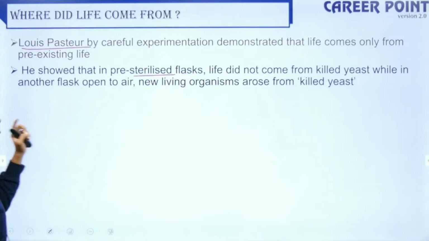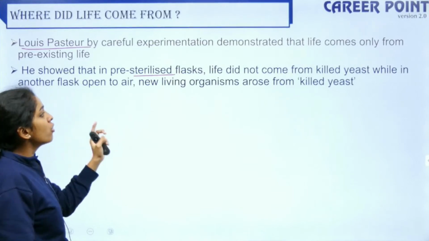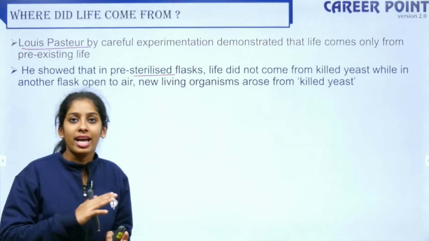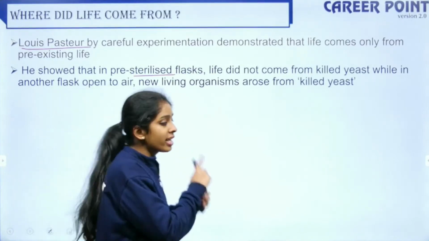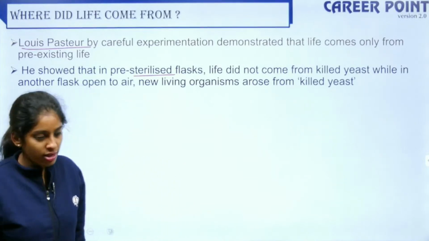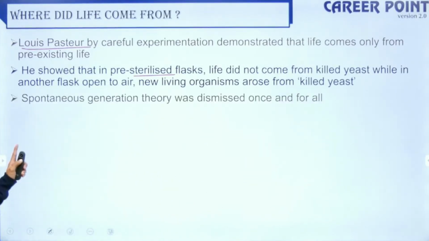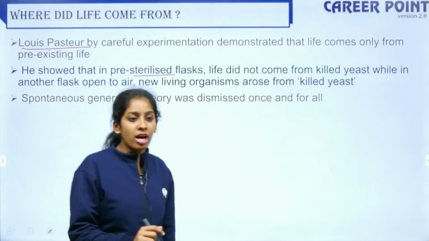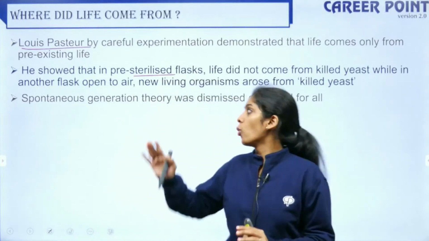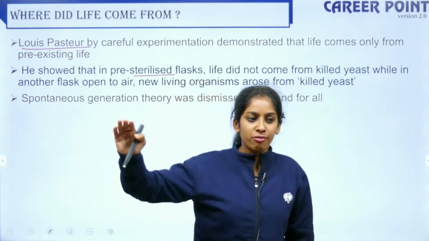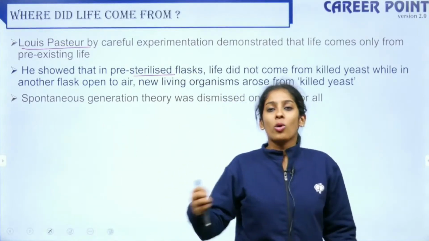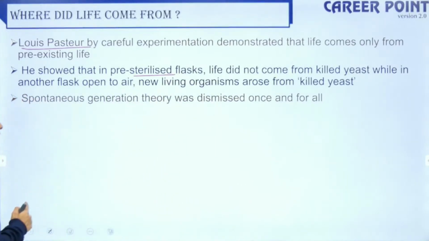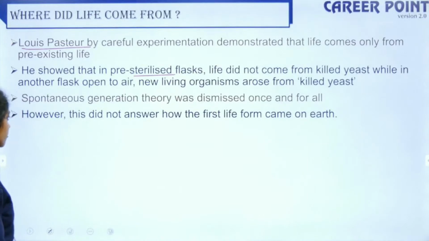All right. When the flask was left open to air, new organisms rose from the killed yeast. So when only killed yeast is there, life does not exist. But when killed yeast is in contact with the air, then you have life. So the spontaneous generation theory, the previous one, was dismissed once and for all, which said life comes from dead or decaying matter. No, here when the yeast was killed and kept in a sterile flask, there was no growth of living organisms. Only when it was opened and put out to the environment did you have growth. So it was said that life comes from pre-existing life.